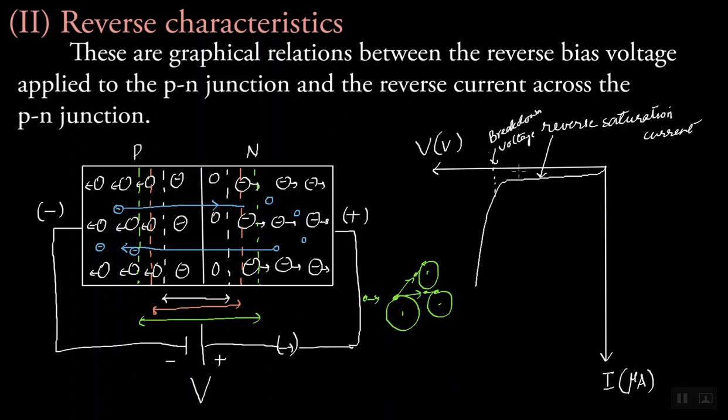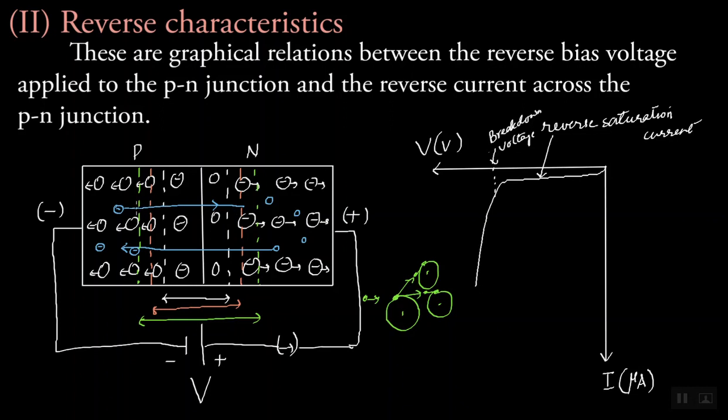Is this clear here? You can see here that the reverse characteristics is measured in microamperes. Why? Because the current is due to the minority charge carriers, which is very, very tiny. But as the width of the depletion layer increases, these electrons, the minority charge carriers from the p side, when they cross over to the n side, gain sufficient kinetic energy because they are moving in an empty space.